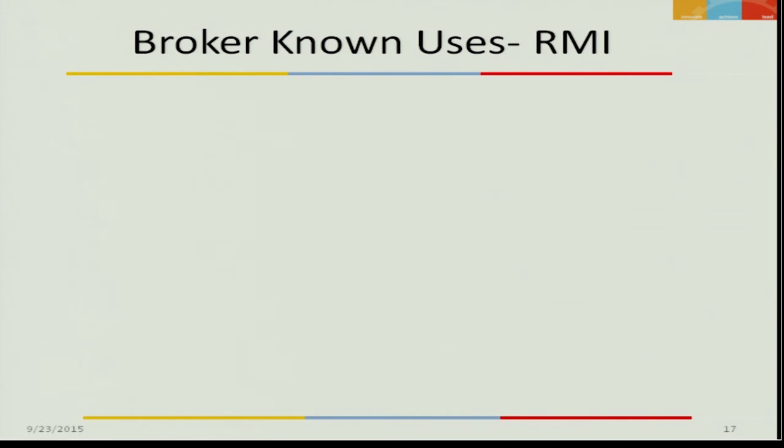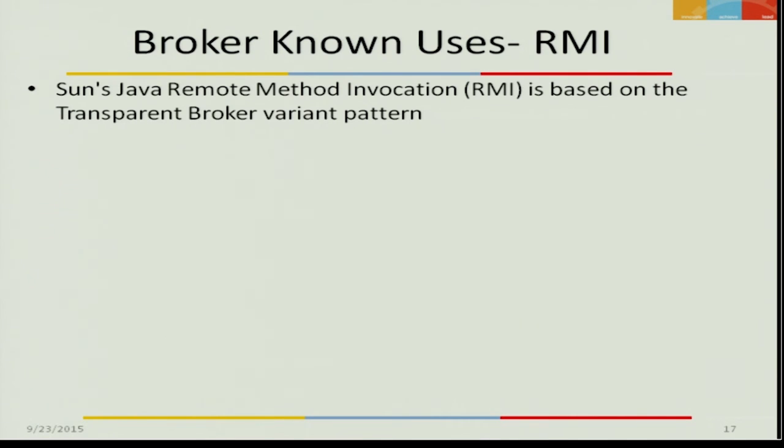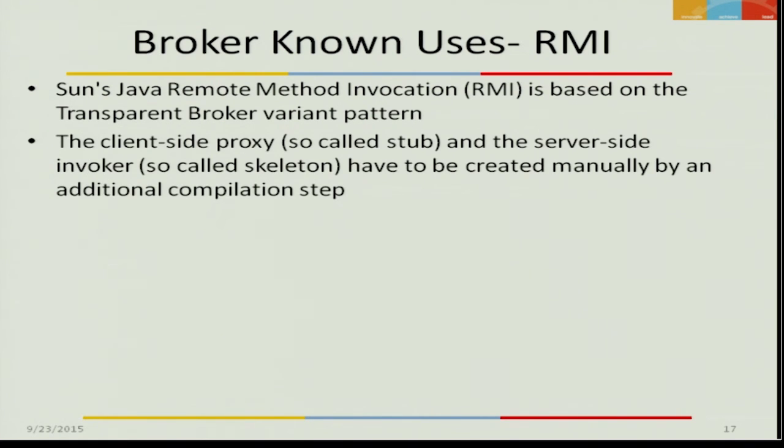Another usage is called RMI. Java remote method invocation is basically based on the transparent broker variant pattern, where actually there is no broker. It is the very first case that we had shown. Client and server talk directly. So the client-side proxy, also called stub, and the server-side invoker, which is called skeleton, have to be created manually by an additional compilation step. There is a compiler called RMIC that generates this stub and skeleton.